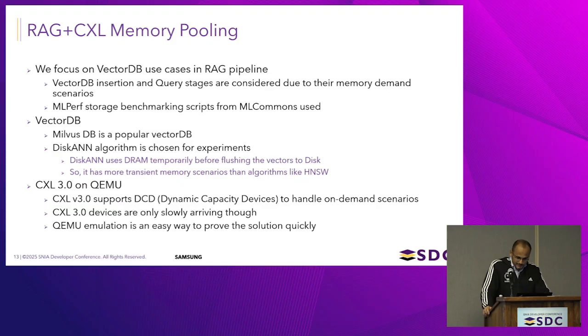Another point worth discussing is CXL 3.0. CXL 3.0 is very promising, as we discussed, because it supports DCD. The actual hardware support is slowly arriving, but some of it is not there yet. It's not widespread yet. So we chose QEMU-based emulation to prove the solution quickly and conduct our experiments.